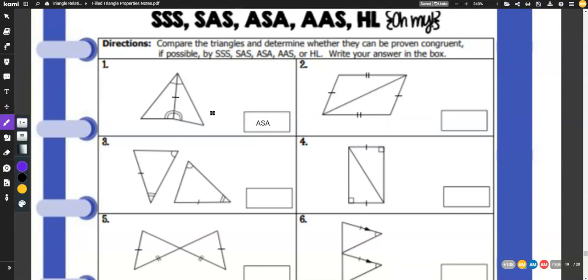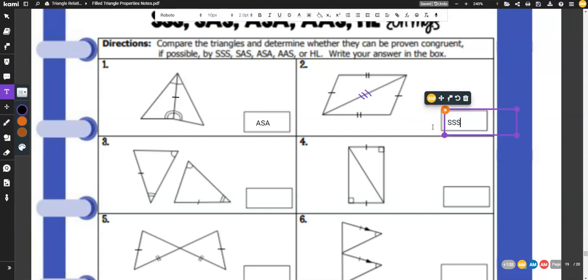Next one, we see again they share a side. I want you to mark shared sides congruent every single time. This one has 3 congruent sides, so it is side, side, side. Number 3, we have an angle, angle, side: 2 markings, 1 marking, 2 markings, 1 tick mark, 1 marking, 2 markings, 1 tick mark. So this one is going to be angle, angle, side.